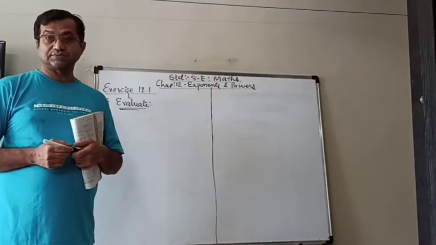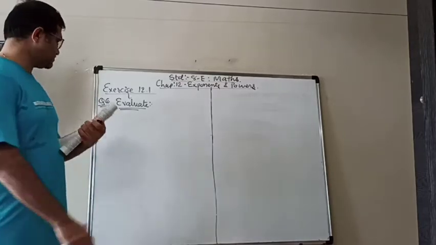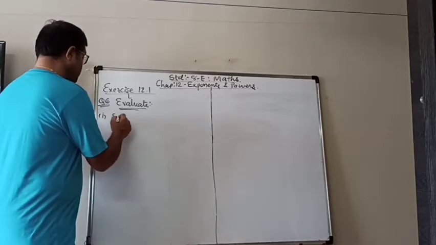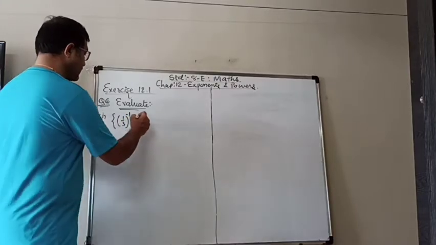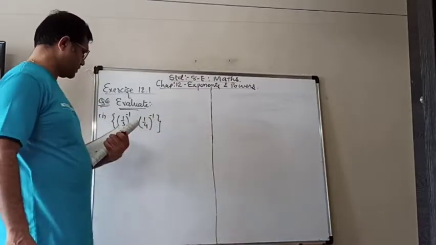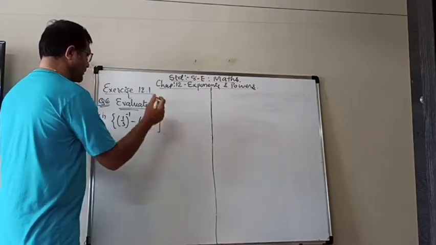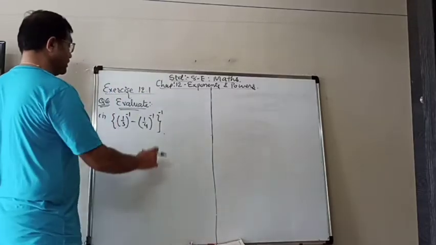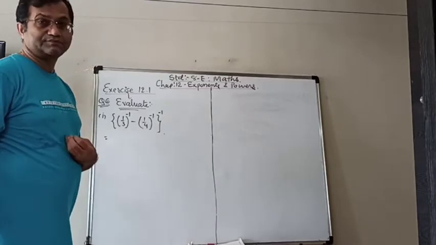Question number 6. Evaluate. In which the first one is (1/3) to the power minus 1, minus (1/4) to the power minus 1, and again the whole bracket also has power minus 1. It looks like it's very difficult, but it is very, very simple.